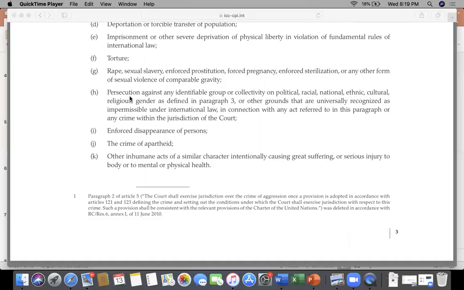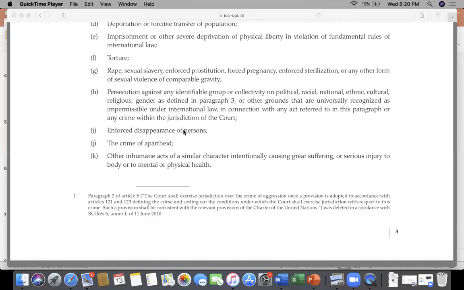And then persecution. You might have heard about instances when people persecute another group on political, racial, national, ethnic, cultural, religious, and gender grounds. So how many groups are there? 7 groups. 1, 2, 3, 4, 5, 6, 7. So if there is a persecution against a group out of these 7 groups, and it must be against international law, universally impermissible under international law, then what does it amount to? It amounts to crime against humanity.